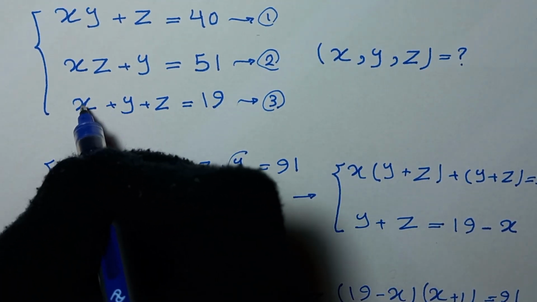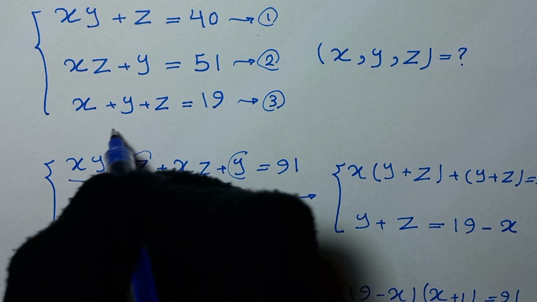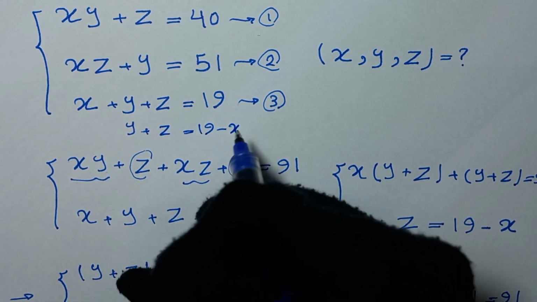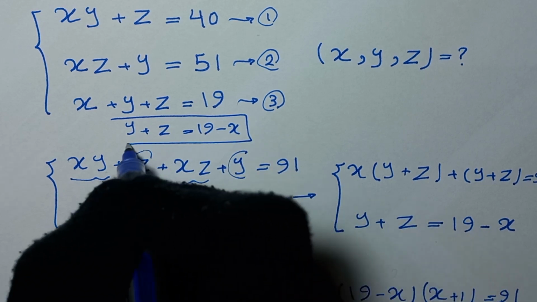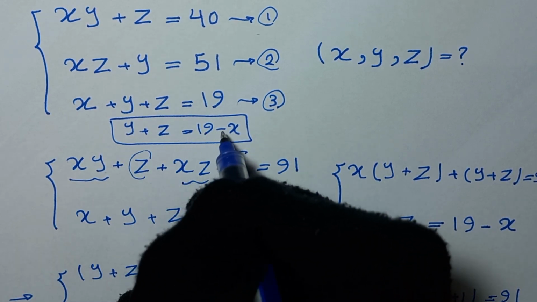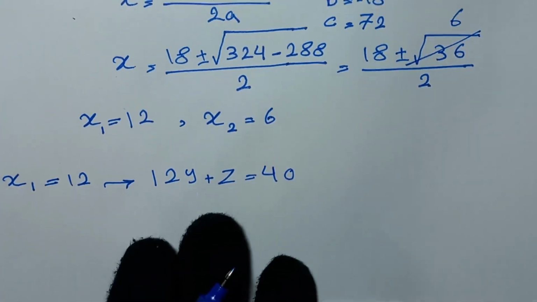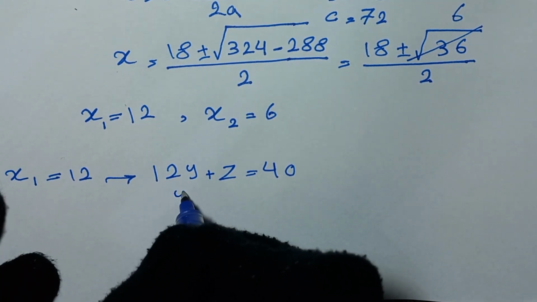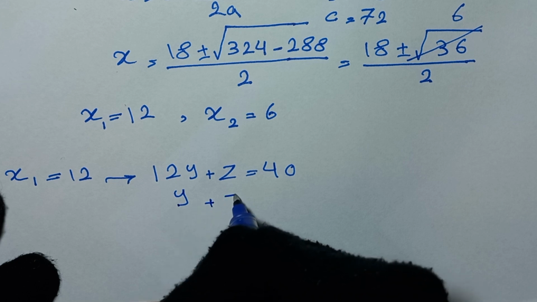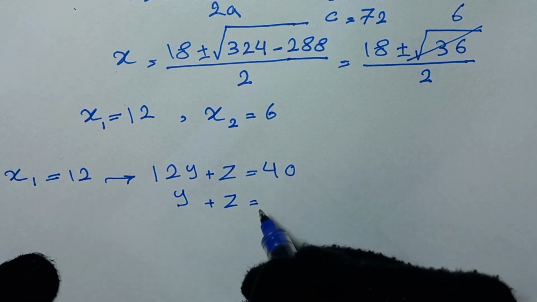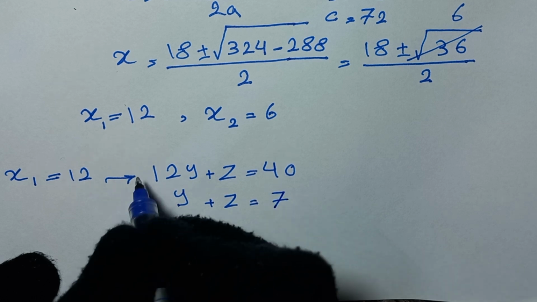And from equation 3, if we take this x to this side, it will be y plus z is equal to 19 minus x, right? So from this equation, y plus z is equal to 19 minus x. So we write here, y plus z is equal to 19 minus x, and x is 12, so 19 minus 12, it will be 7, right?